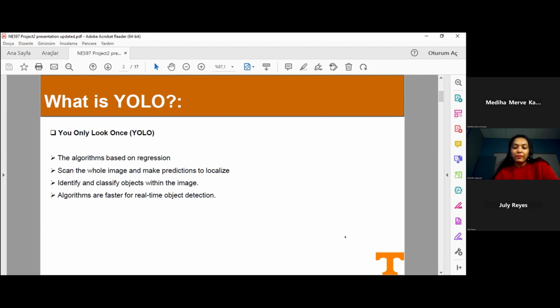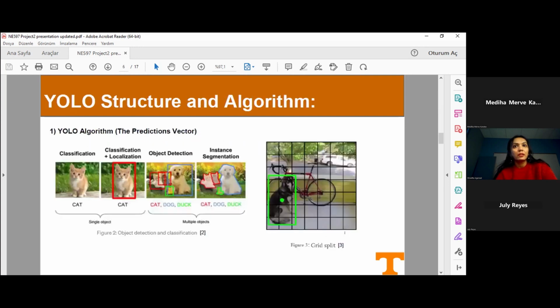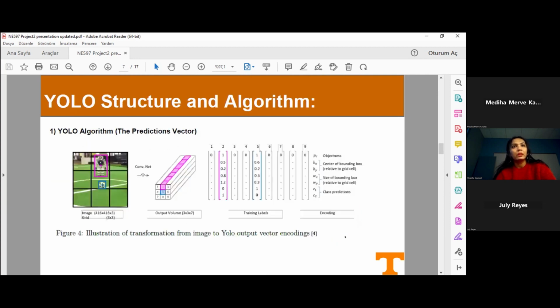So if I give you an image, where you have the image of the grid, can you point to that slide for me? Yes, this is good. So here we're talking about the prediction vector. It is the information that we get from your network, from your algorithm after you run it, and this prediction vector contains the information about the bounding box.